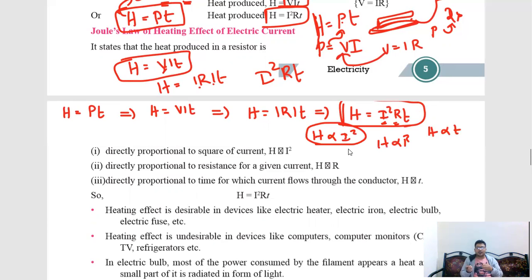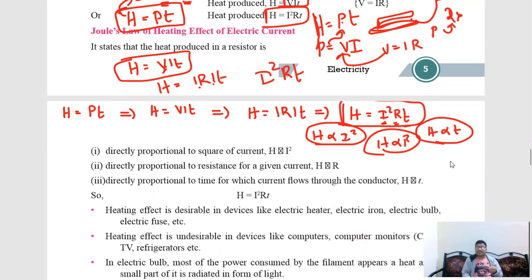If you are sending current for 1 second in an iron box, a small amount of heat is produced. If you are sending current for 10 minutes, more heat is produced. If you are sending current for 30 minutes, even more heat is produced. So H is directly proportional to the square of the current. H is directly proportional to R. If there is high resistance, heat is also high. If you take an iron box or induction stove and remove the panel, you can see a high resistive coil. Because of high resistance, high heat is generated. H is directly proportional to time.